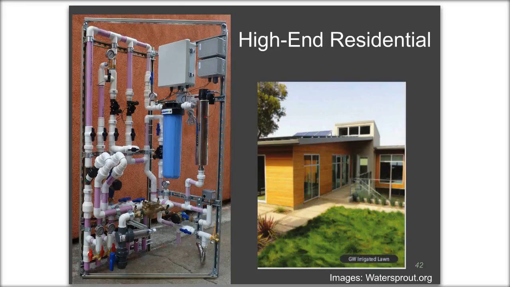So this system is done by a company called WaterSprout. They're in the Bay Area, and they have an automatic system. It filters the gray water. The filter is cleaned automatically, so no one has to be cleaning a slimy gray water filter on their weekend.